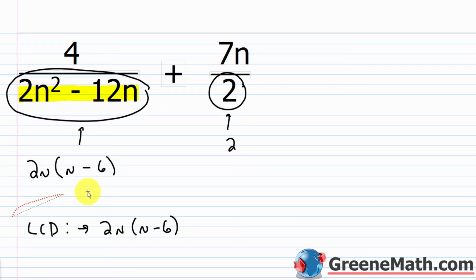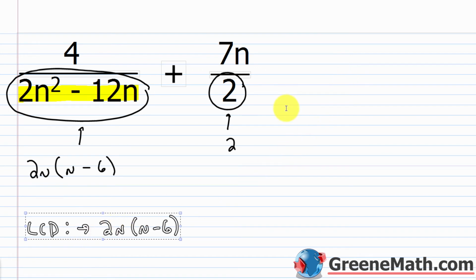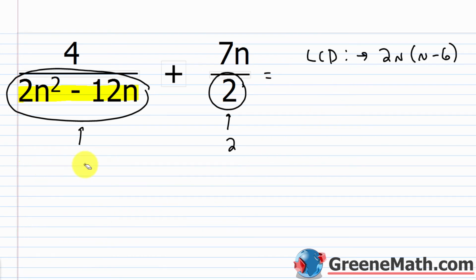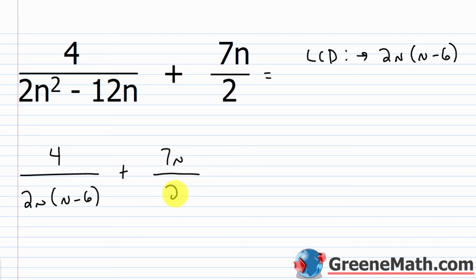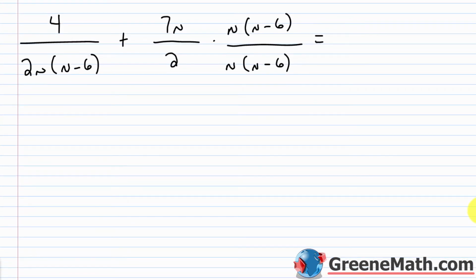So let me, again, move this up out of the way. We'll say this equals. I'll kind of erase this real fast. So for the first guy, I'm just going to write 4 over. I'm going to write this in factored form. So 2n times the quantity n minus 6. Then plus, for this guy, I have 7n over 2. And I'm multiplying by what I'm missing. So I'm missing an n, and I'm missing the quantity n minus 6.